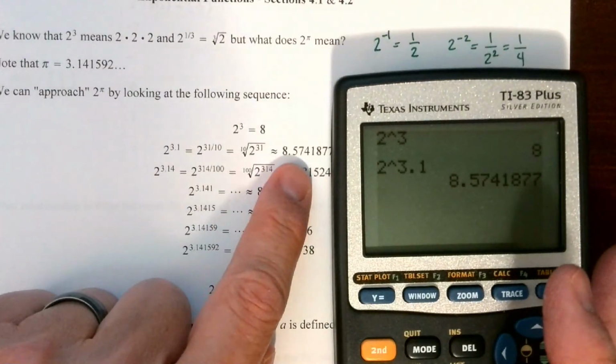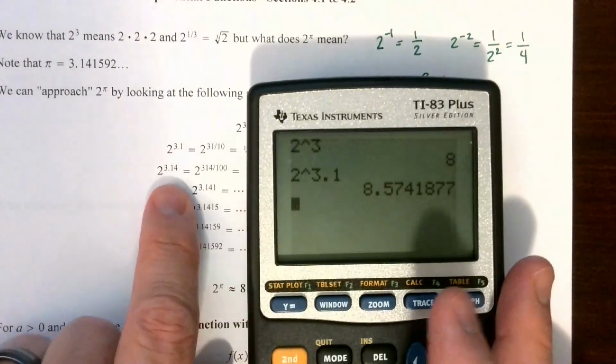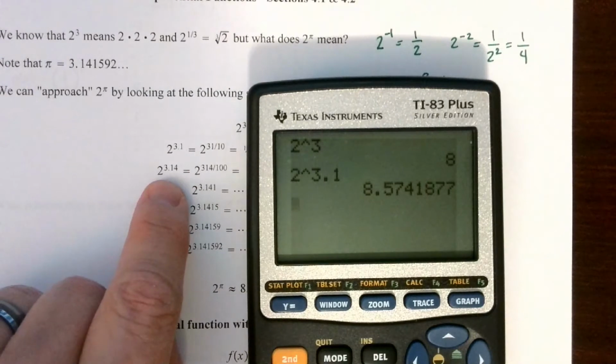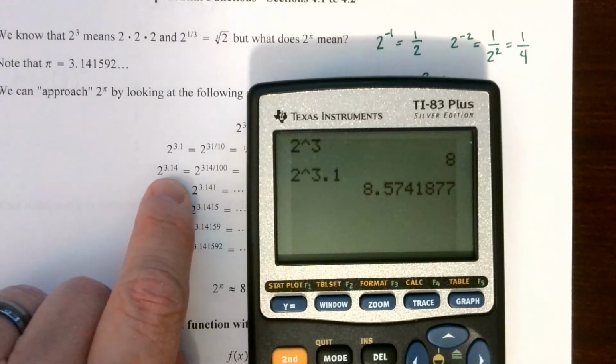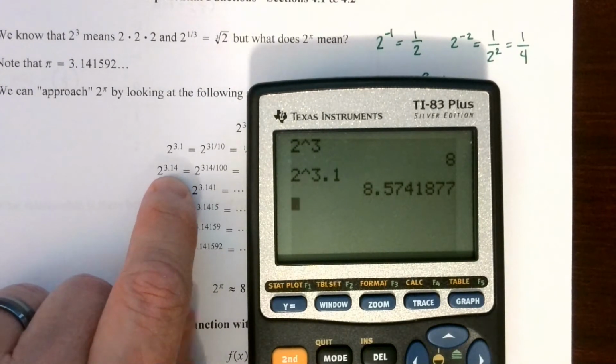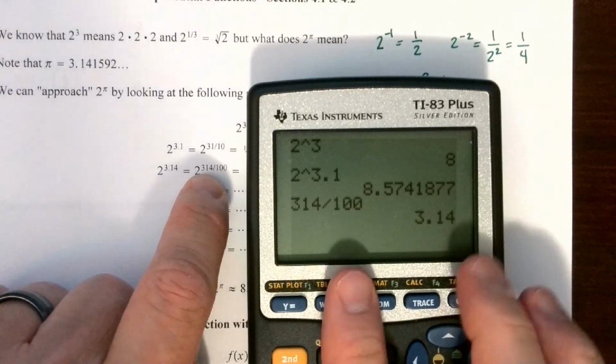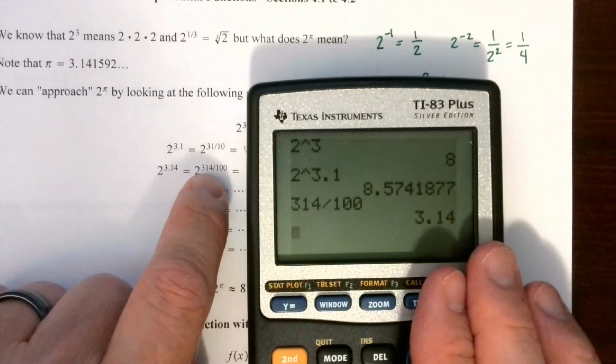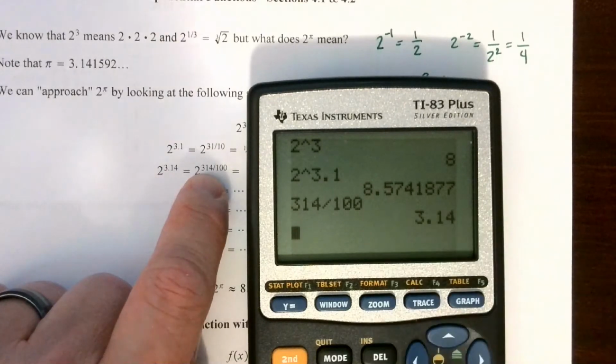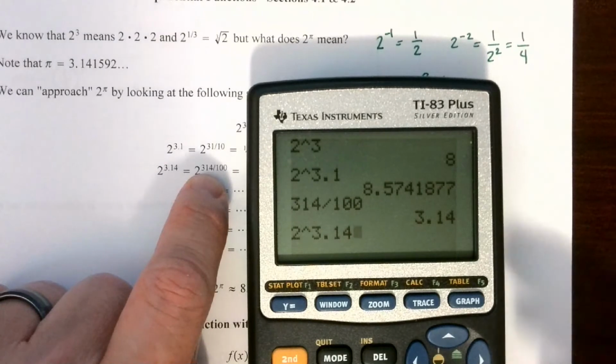And I've got that here. Right? Let me do one more. Right now I can go to two decimal places, 2 to the 3.14 power. And 3.14 is 314 divided by 100, right? Just to make sure you can agree with that. 314 divided by 100 is 3.14. So now if I take 2 and raise it to the 3.14 power, what does that mean?